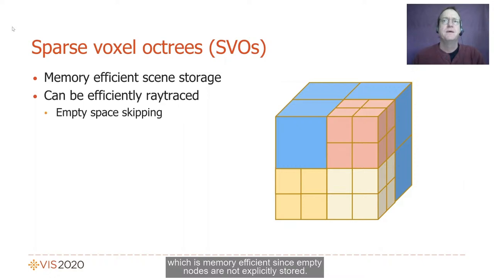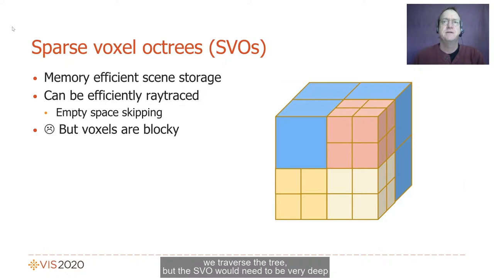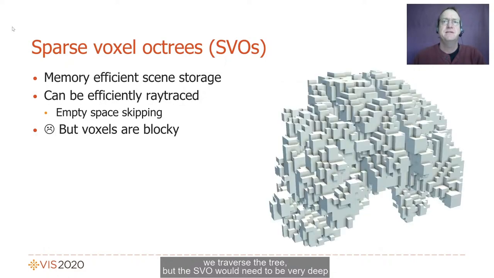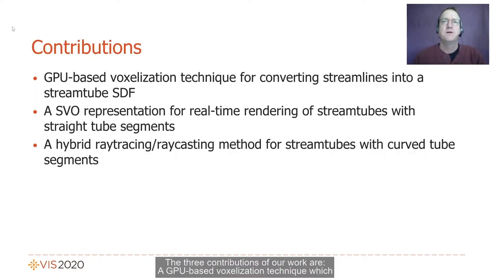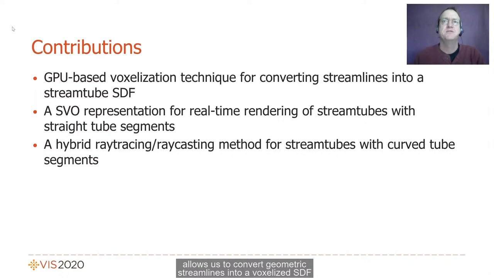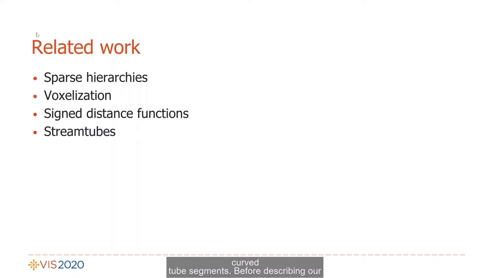explicitly stored. The structure can be ray traced by computing ray plane intersection tests as we traverse the tree, but the SVO would need to be very deep to achieve a smooth appearance of curved surfaces. The three contributions of our work are a GPU-based voxelization technique, which allows us to convert geometric streamlines into a voxelized SDF representation, an SVO representation for real-time ray tracing of stream tubes made up of straight tube segments, and a hybrid ray tracing ray casting method for stream tubes composed of curved tube segments. Before describing our approach, I'll briefly describe some related work in these areas.